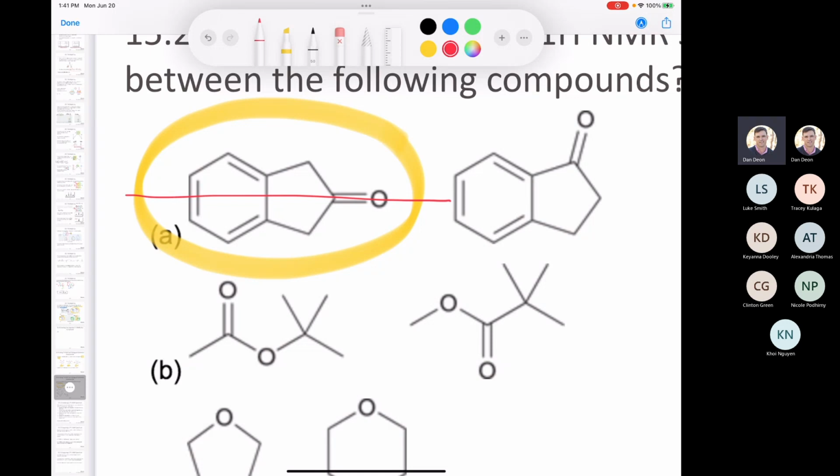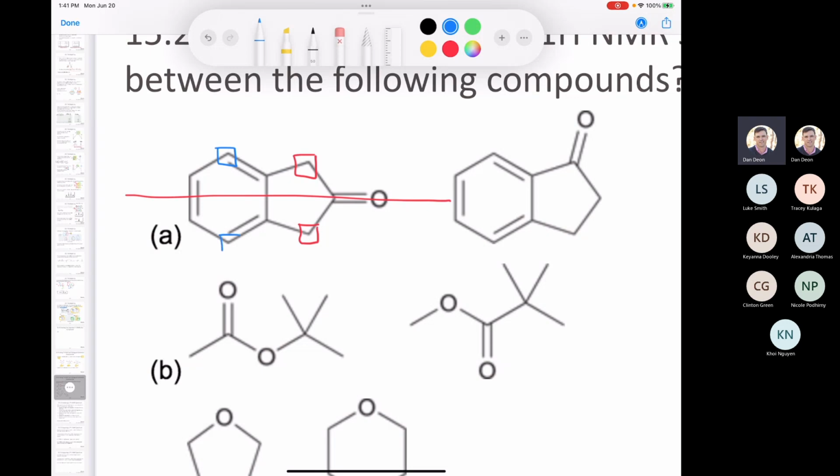Okay, in this one, there would be a total of 3 signals. Okay, 3 signals. So what would they be? Well, this methylene and this methylene are chemically equivalent based on the plane of symmetry. We have these 2 protons being chemically equivalent for the same reason, the plane of symmetry. And finally, these 2 protons are chemically equivalent based on the plane of symmetry. And so for this molecule, you would see 3 signals.